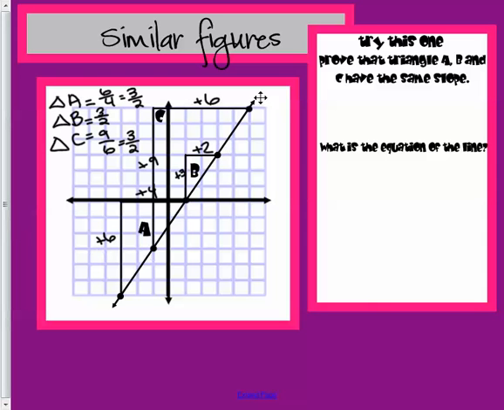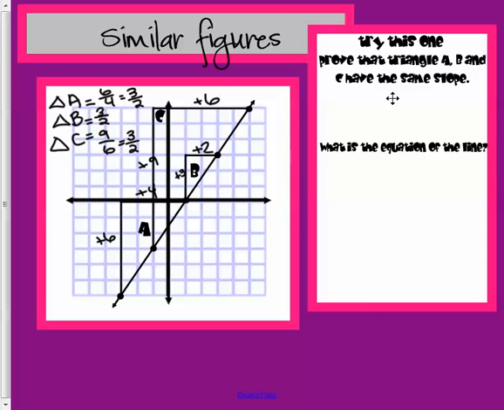Okay, so I know the slope is positive, and if I look at A, it's rising 6 and running 4. So that's 6 over 4, 3/2. If I look at B, it's rising 3 and running 2, so 3/2 again. And C is rising 9 and running 6, so that's 3/2 again. Make sure that you check your work with a red pen because you should already have this done.